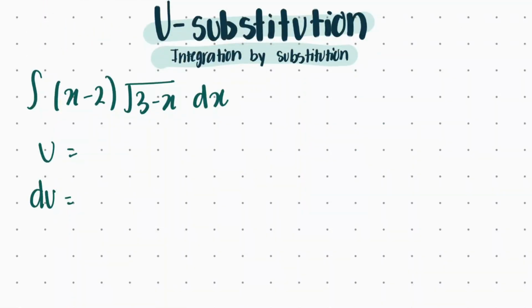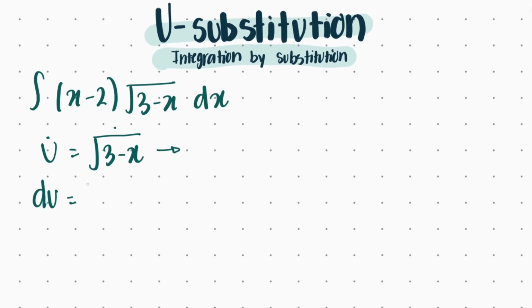So instead, let's set u equal to square root of 3 minus x. And now we have to find du, meaning taking the derivative of both sides of this. But there is an easier way, because honestly, we don't want to take the derivative of a square root. It is doable, but there is an easier way. So instead, let's get rid of the square root by squaring both sides. So we get u squared is equal to 3 minus x.